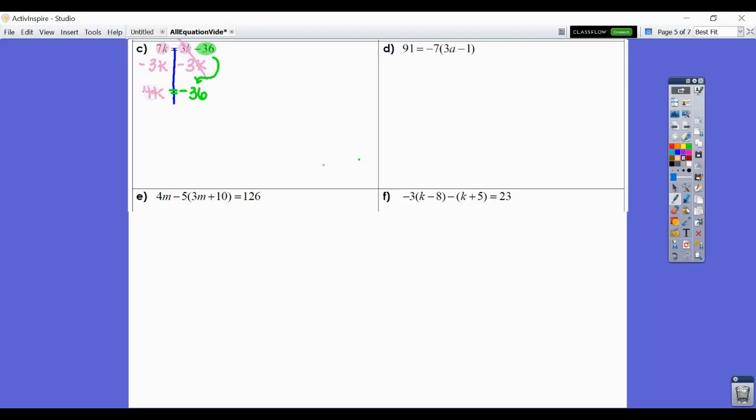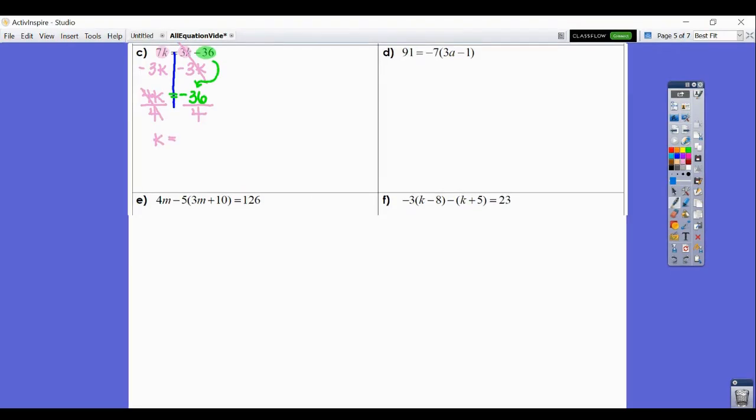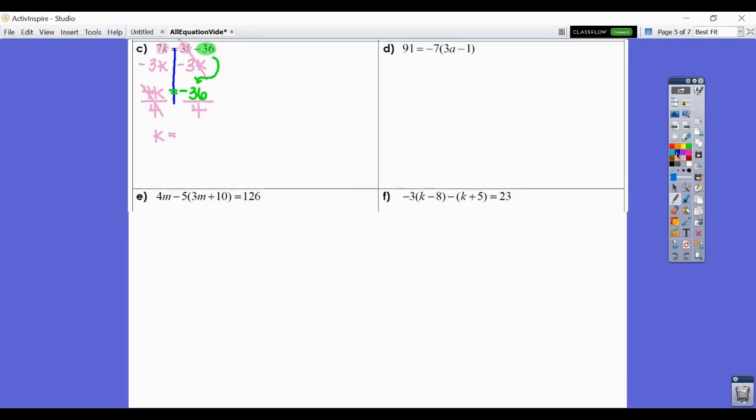Remember, it's 4 times k, so we have to do the opposite of multiplication, which is division, on each side. 4 divided by 4 is 1k left on the left side. On the right side, negative 36 divided by 4 is negative 9.